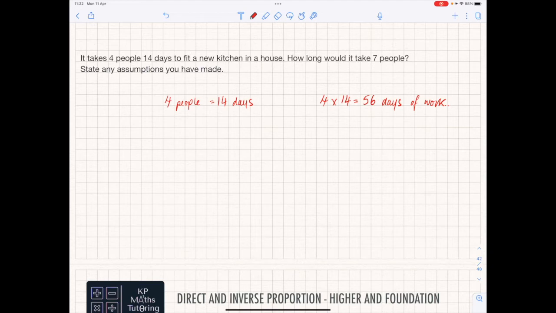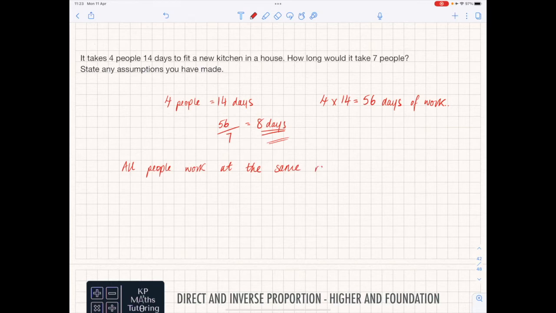And now actually I don't have 4 people, I've got 7, so you're doing 56 divided by 7, which gives you 8 days. So it would take them 8 days to complete that work. So that's your answer. It would take 7 people 8 days. Your assumption here is that the people are all working at the same rate. So all people work at the same rate.